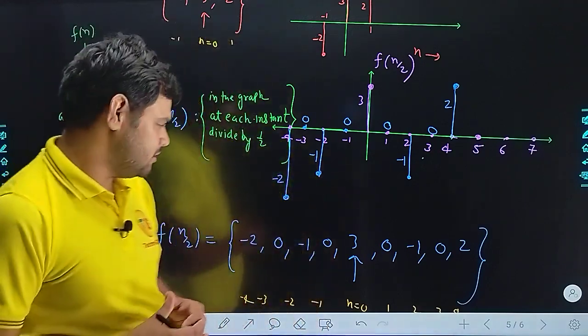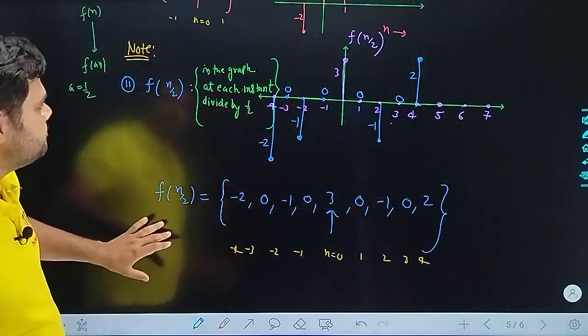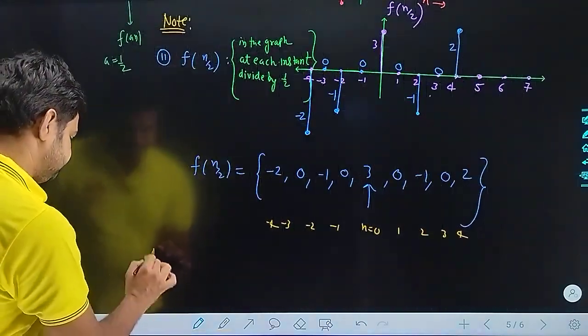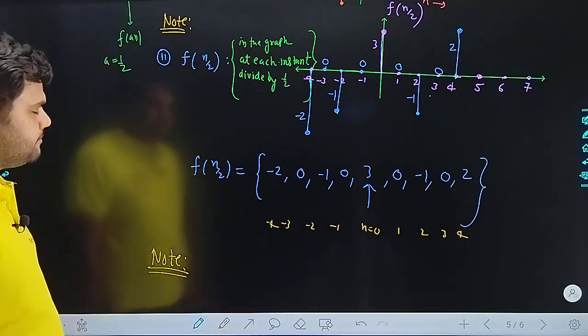Let's write an important point. Write a note point here. Please note this discussion first of all. Then write a note here. Write another note.